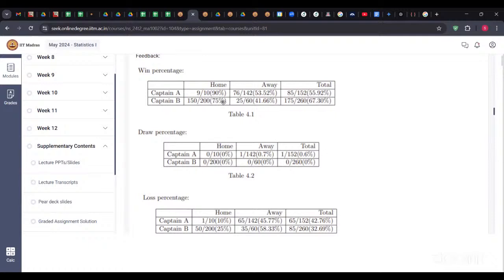If the row total is changing, but if we take it as a column, individually, if we check, captain A is performing better. Individually it's different, but if we take the total, it's different. This is the Simpson paradox. Got it? Yes, ma'am, I understood now. Okay, thank you.